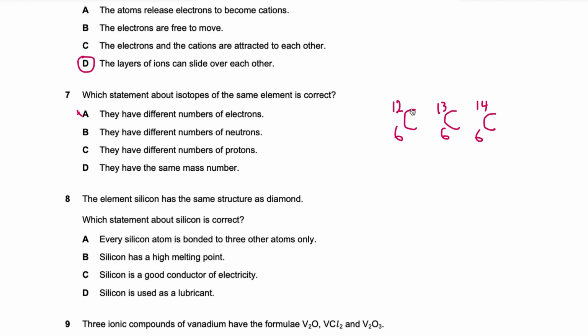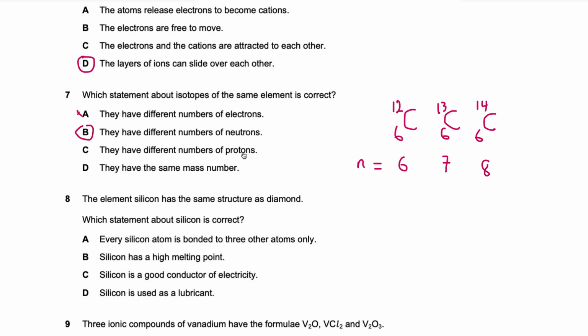Yes, they have different numbers, because to find the neutron you say 12 minus 6. Here the neutron is 6. 13 minus 6, here is 7. 14 minus 6, here is 8. So they all have different neutrons. To get the neutron, you take the mass number minus the number of protons, and you get the neutron. So they all have different numbers of neutrons. So this is absolutely correct.